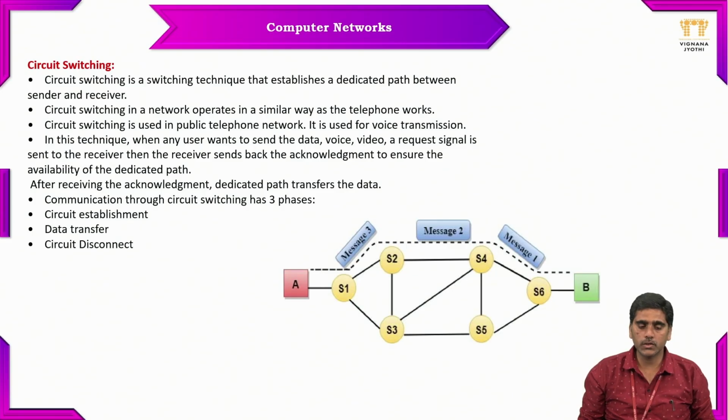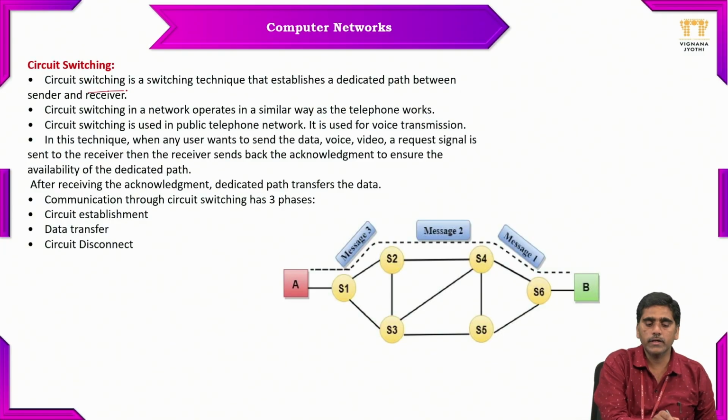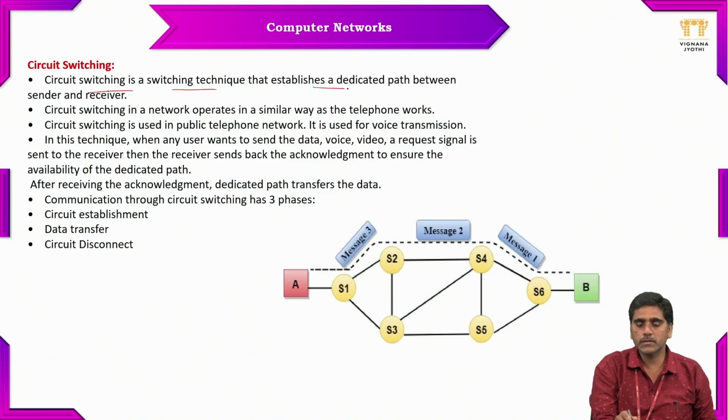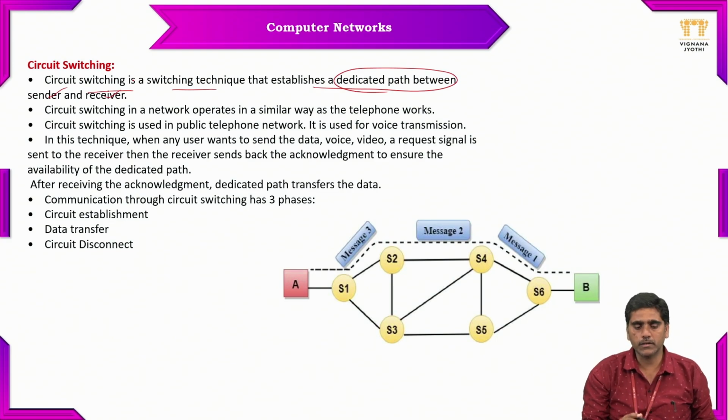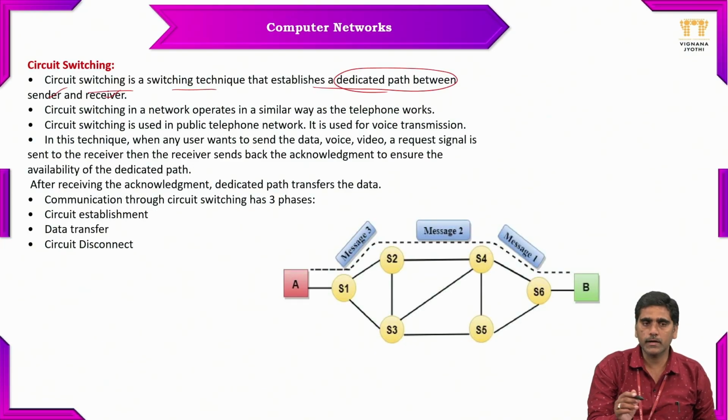The first one is circuit switching. The switching mechanism works in a circuit manner. Circuit switching is a switching technique that establishes a dedicated path between sender and receiver. Generally, electronic circuits give a direct path from the first connection to the second connection.